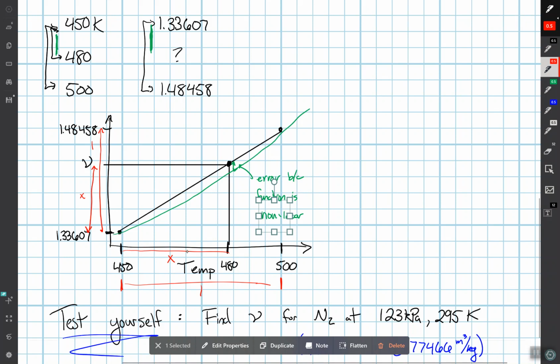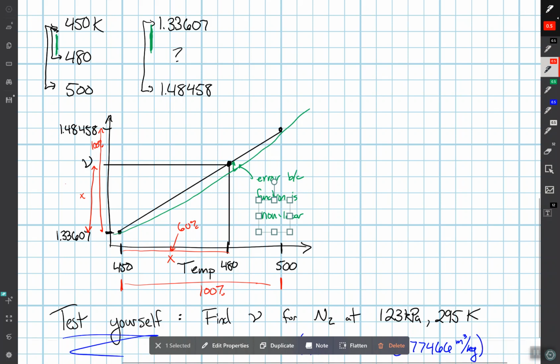If we go, say, 30% of the way along here, or I guess, right, we're going from 450 to 500, so we're going 60% of the way. So in this case, that's 60%. This would be, maybe this is an easier way to think about it, 100%.